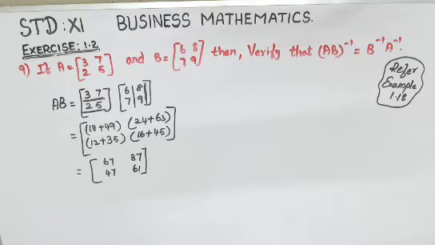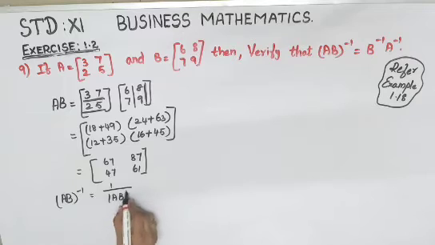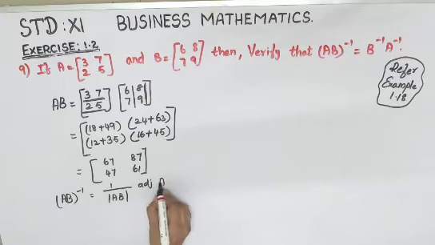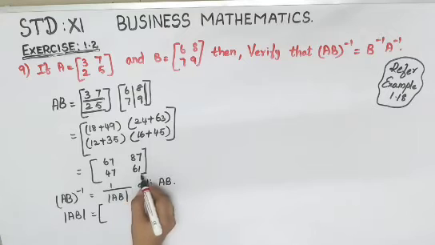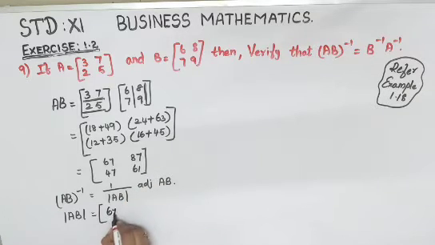Now you will have to find your (AB) inverse. For that you will write your inverse formula. So (AB) inverse is equal to 1 by determinant of AB into adjoint of AB. So you will have to find the determinant of AB. We have AB here, just find its determinant. You will get 67 into 61 minus 47 into 87. That will be your determinant of AB.